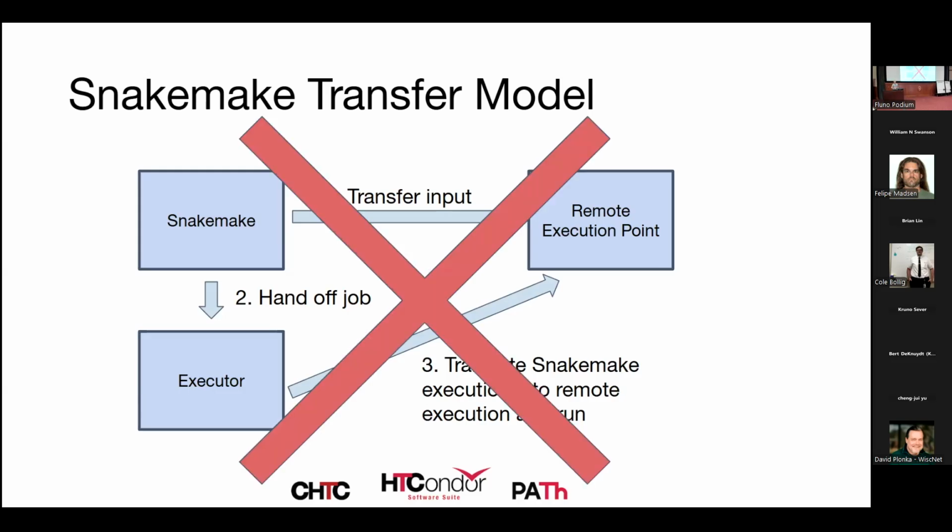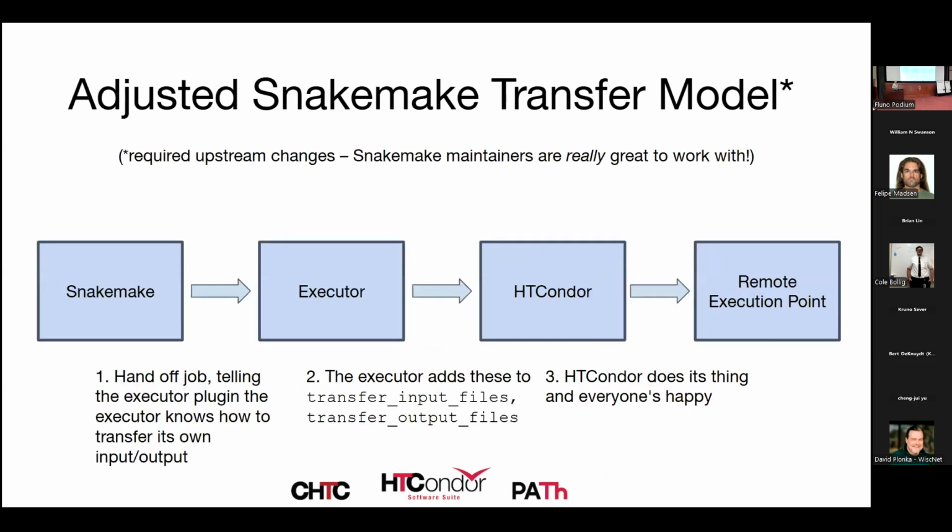So this doesn't work in Condor because of that very first thing I said: there is an available remote execution point ready to do my job. In Condor, that doesn't show up until after you've placed the job and asked for some of those resources to be made available. So getting this to work with Condor required a few upstream changes.